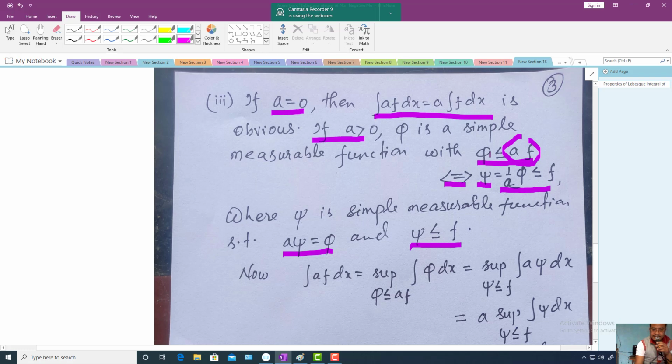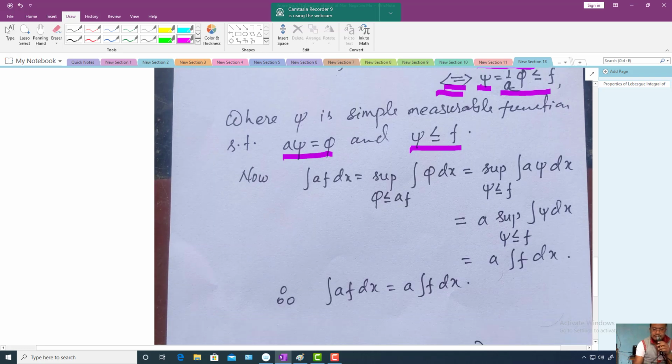So what is the meaning? Whenever you take a simple measurable function phi which is less than or equal to af, you have another simple measurable function psi which is less than or equal to f, and a psi is equal to phi. This is an if and only if. This is the thing you have. Then the integration of the function af is equal to the supremum of the integral of phi dx, where phi is less than or equal to af.